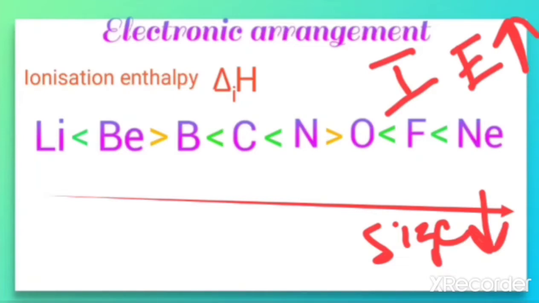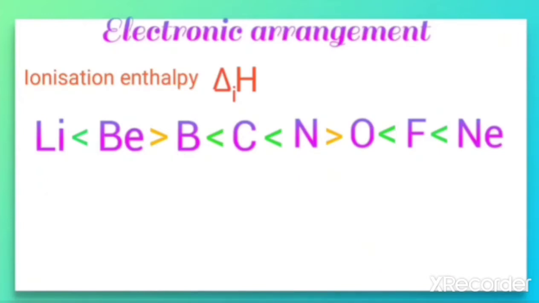But in this you can see the variation here. This is because half-filled and fully filled orbitals are more stable. This variation occurs because beryllium has a more stable configuration and nitrogen also has a more stable configuration with respect to the other elements. So they experience a little bit greater ionization enthalpy. So the order will be in this way.